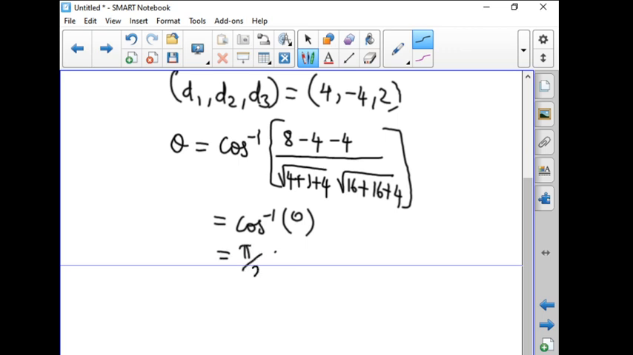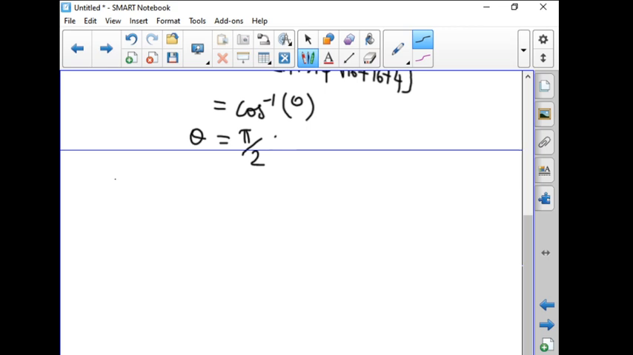Therefore, the angle theta is equal to pi by 2. So, we can say that the two straight lines are perpendicular, 90 degrees. You can use the condition B1 into D1 plus B2 into D2 plus B3 into D3 equal to 0. If we prove that that is equal to 0, then also we can say that the two lines are perpendicular.